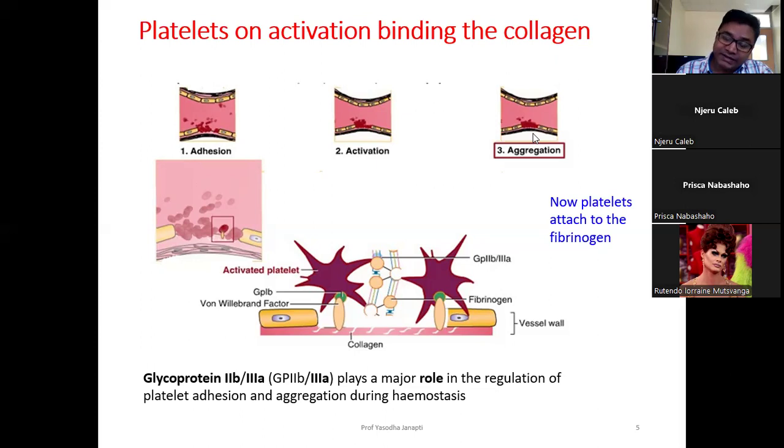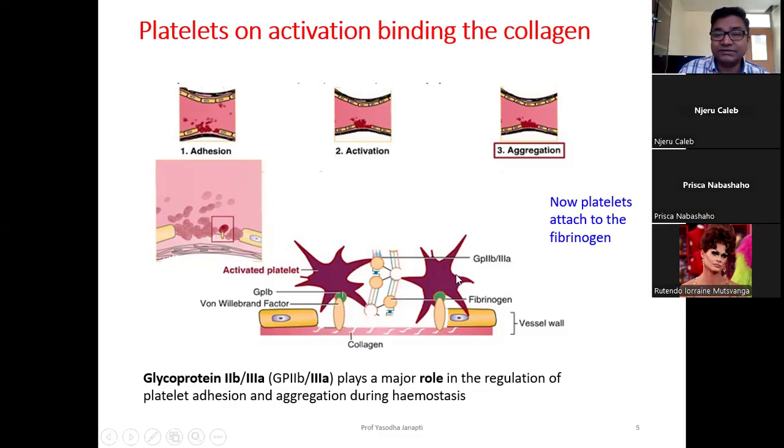But in a cardiovascular disease person, what happens? GP2B and 3A will activate by themselves and cause platelet aggregation enormously.